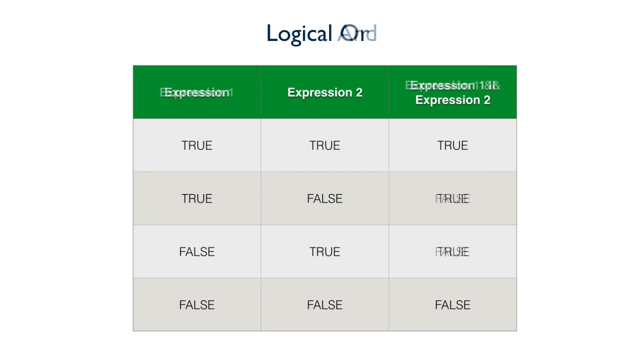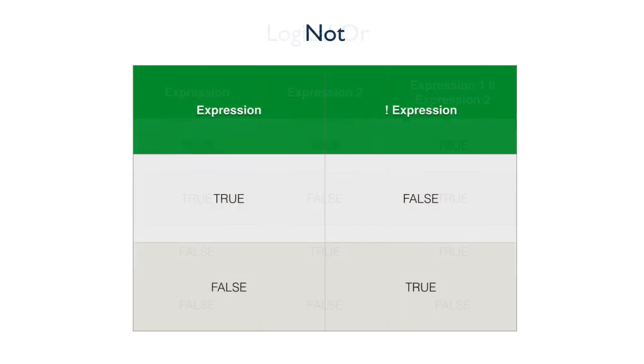Compare that to the truth table for logical or, where we see that the rightmost column is true when we have at least one operand true. The truth table for not is simpler because it takes only one expression. It simply negates the truth value of the expression from false to true or vice versa.